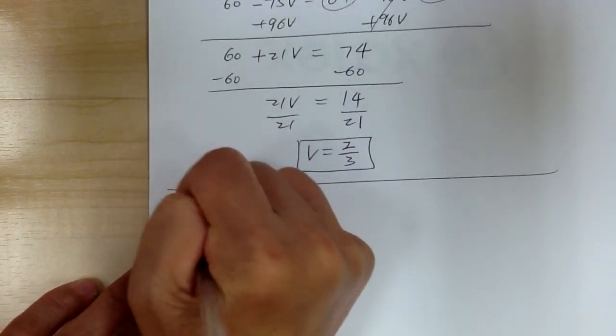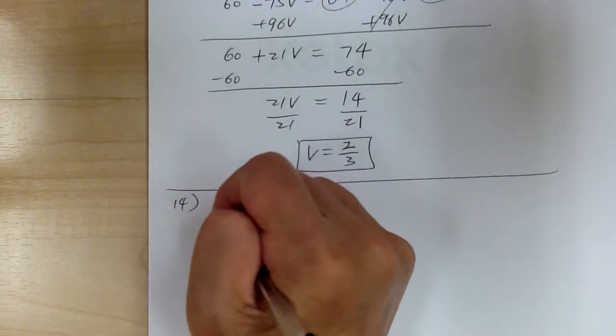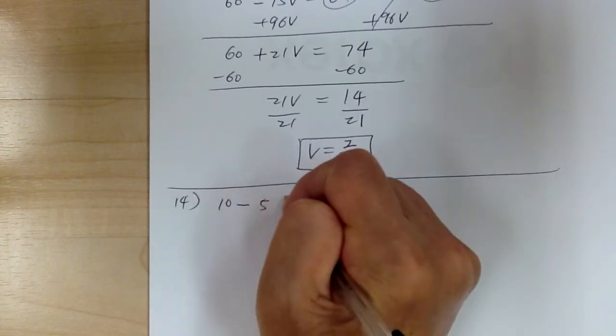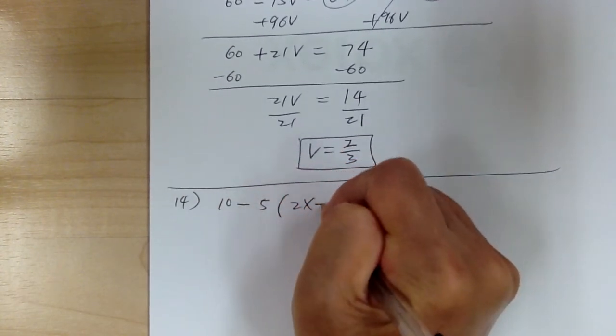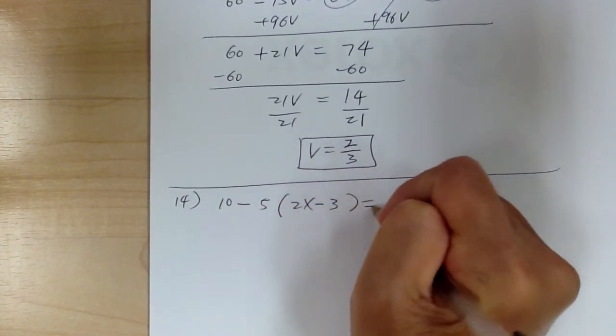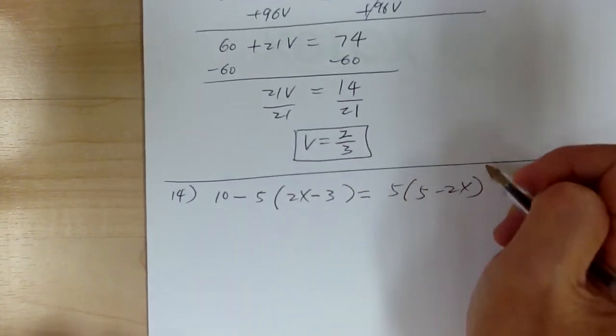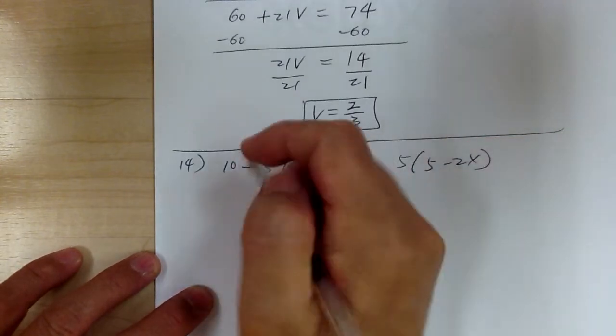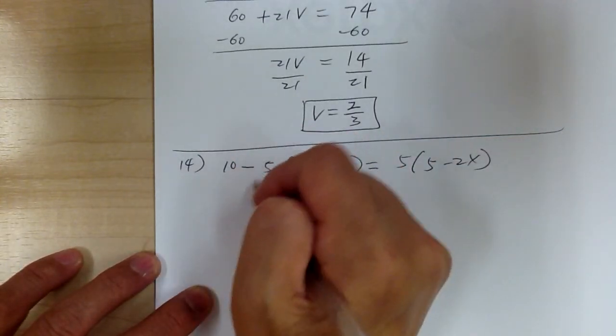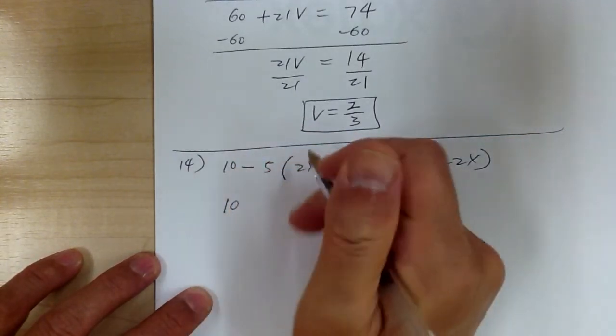Okay, let's go to number 14. You got 10 minus 5, parentheses 2x minus 3 equal to 5 times 5 minus 2x. So again, let's undo the grouping symbol. So do not subtract first. Yeah, the subtraction comes last.